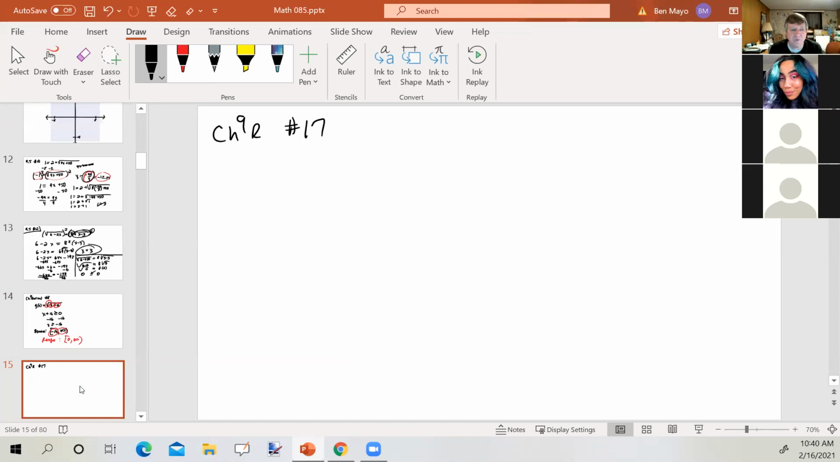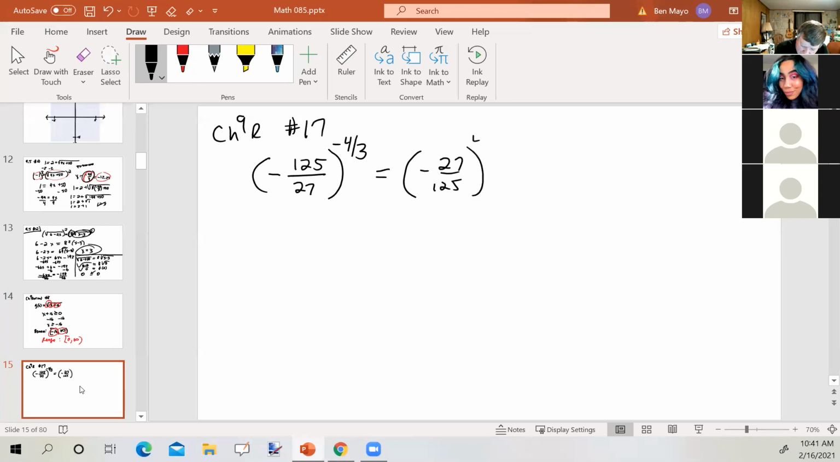It says, simplify the expression, and the expression is negative 125 over 27, all to the negative 4/3 power. So the first thing I'm going to do is take the reciprocal of what's inside, which will then change the sign of the exponent from negative 4/3 to positive 4/3. Are we okay with that move? Yes, I see what you did there.